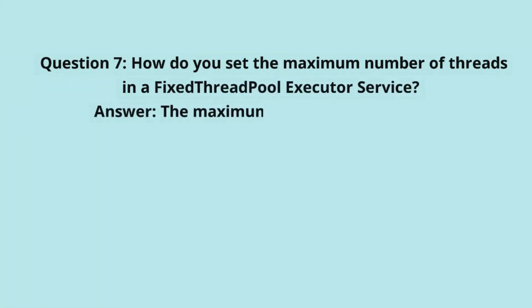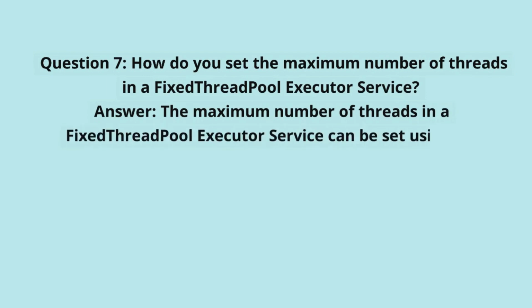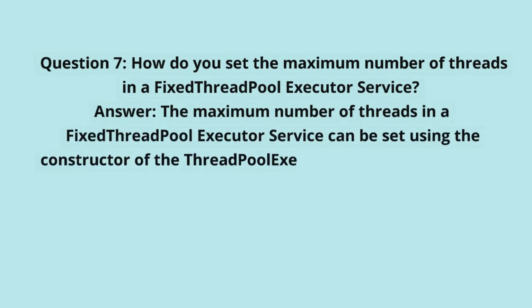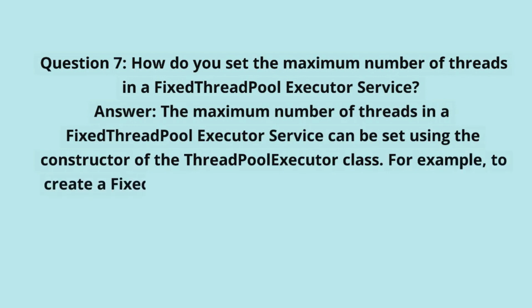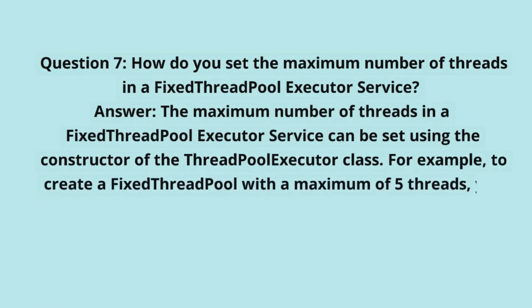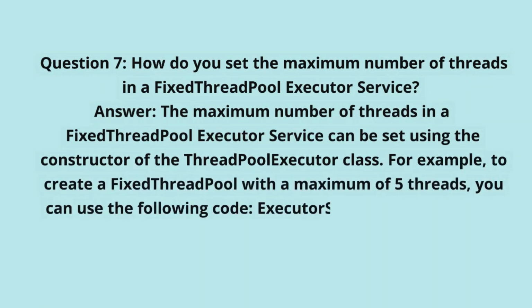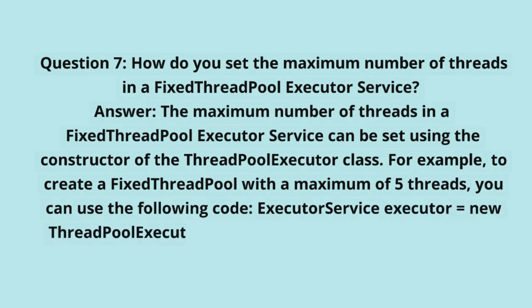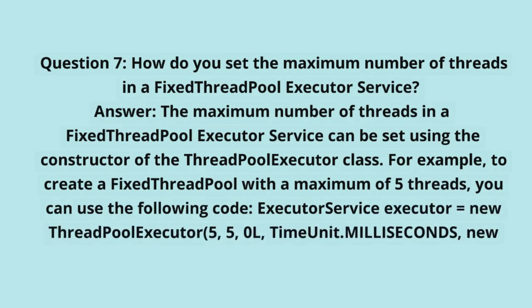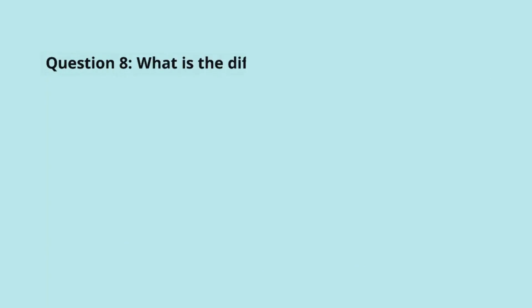Answer. The maximum number of threads in a FixedThreadPool Executor Service can be set using the constructor of the ThreadPoolExecutor class. For example, to create a fixed thread pool with a maximum of 5 threads, you can use the following code: ExecutorService executor = new ThreadPoolExecutor(5, 5, 0L, TimeUnit.MILLISECONDS, new LinkedBlockingQueue). Question 8. What is the difference between a callable and a runnable?